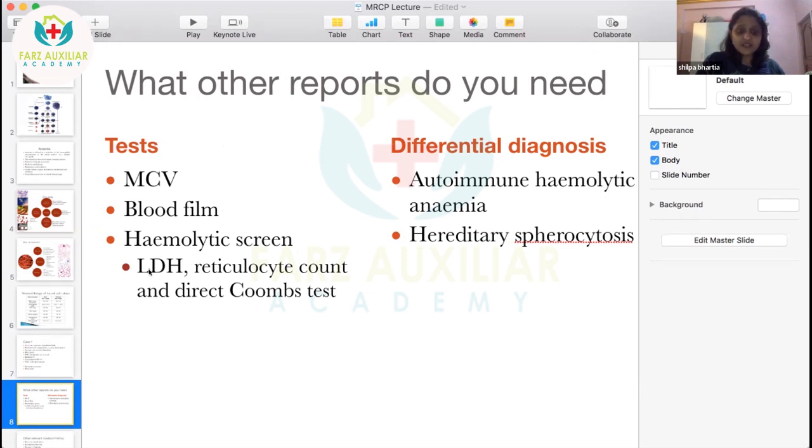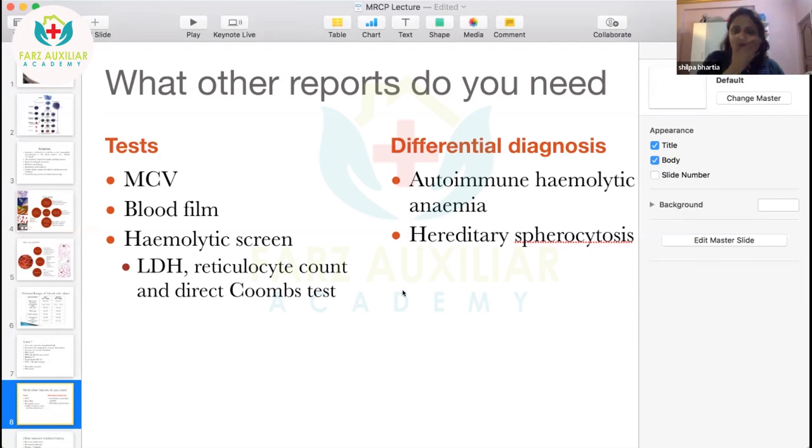In a hemolytic screen, you need your CBC, you need your smear, you need your reticulocyte count. LDH. What happens to LDH in a hemolytic patient? It will be elevated. Elevated, and you need the direct Coombs test. So at this point, you don't know what your other reports are. You are going to think, is it an autoimmune hemolytic anemia or a hereditary spherocytosis?